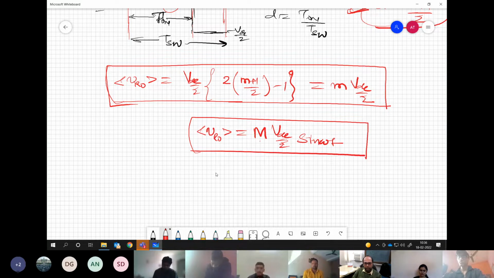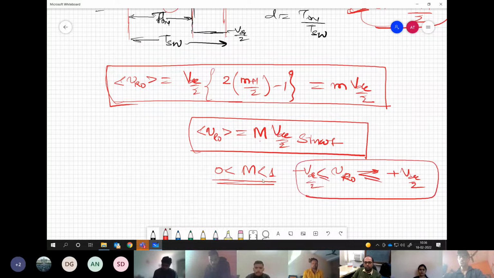Now when M changes between 0 and 1, your VRO can change between plus VDC by 2 and minus VDC by 2. Correct? So these are the limits, and you can say average. It's not instantaneous, so I'm putting this bracket, VRO average. So these are the extreme values of VRO that can be realized from this type of comparison of the reference signal and carrier.